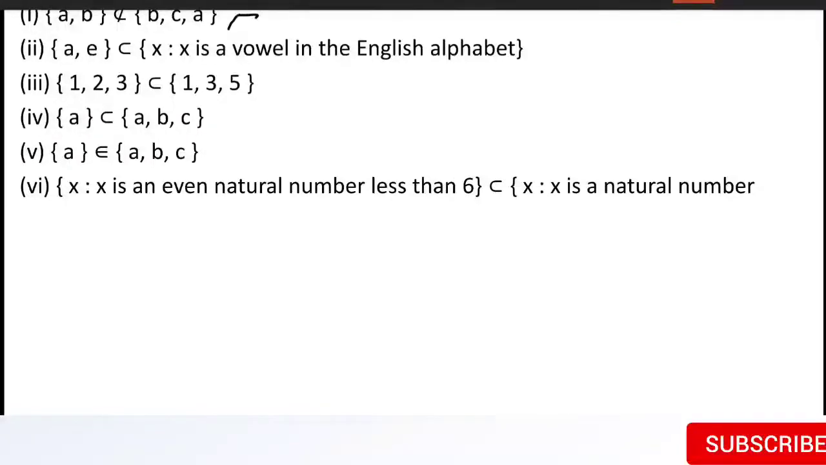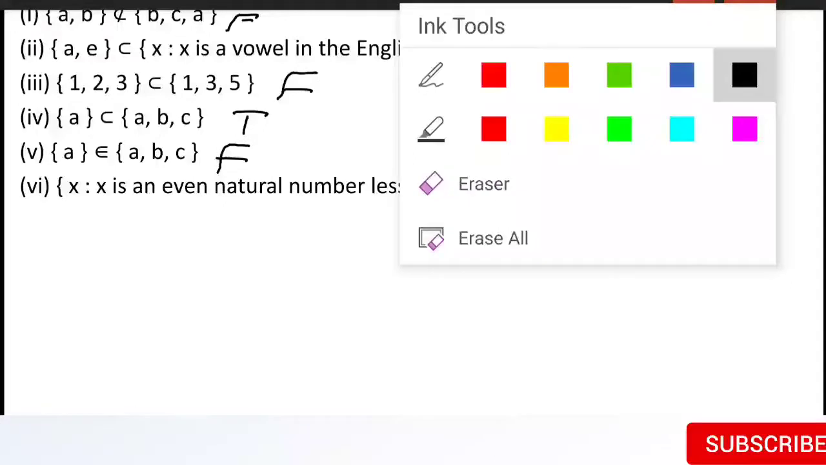So here our first statement is false, the second statement is true, the third statement is again false, the fourth statement is true, the fifth statement is false, and the last statement is true. Let's see the next example.